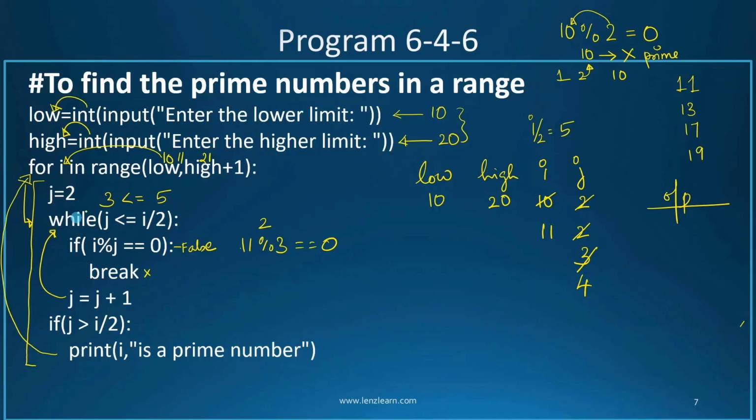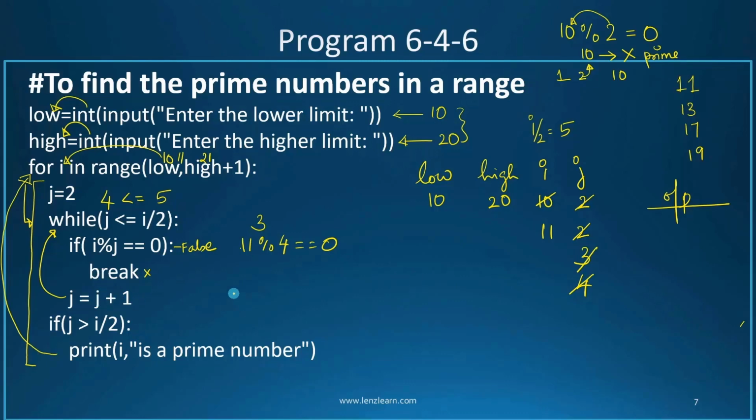Now I'll go to the beginning of the while loop. I will check whether 4 is less than 5. Yes, I will come inside. Now I will check 11 modulo 4 is equal to 0. When you divide 11 by 4, you will get remainder 3. So 3 equal to 0 is false, so break will not get executed. So 4 is also not a factor of 11.